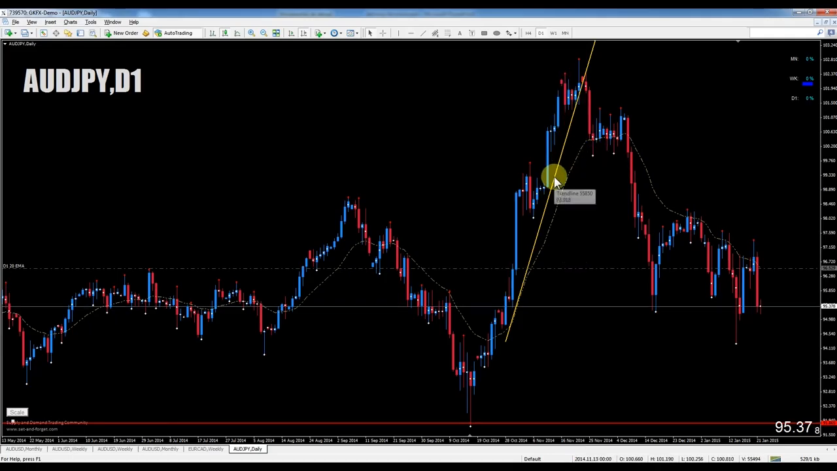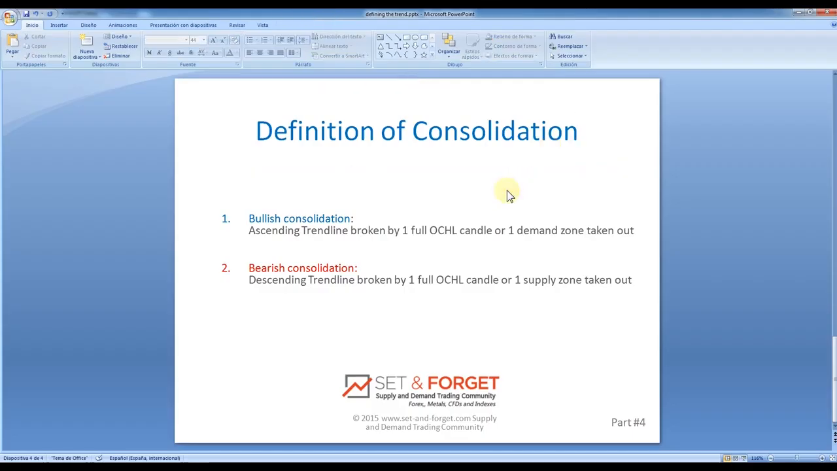When we have consolidation, it means that we have to wait for one time frame higher than the daily in order to trade long again, a weekly area of demand. That is the realignment and sequence rules. But these videos are not talking about that. We are talking about the definition of an uptrend, downtrend, and consolidation. We have two types of consolidation, the bullish consolidation and the bearish consolidation.